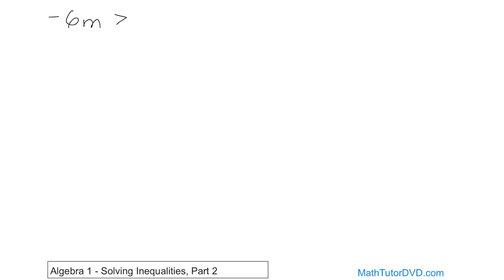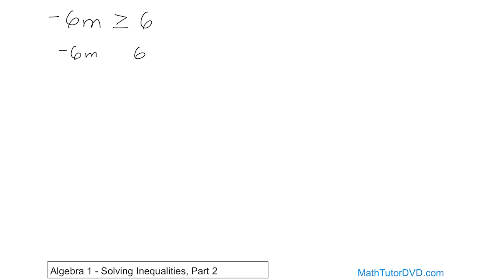-6m is greater than or equal to 6. So what if I want to solve this guy? How do I get m by himself? Well, pretend this is an equation. What I want to do is divide by -6. So in order to avoid confusion, let me write everything over again here. And we'll put a 6 here.